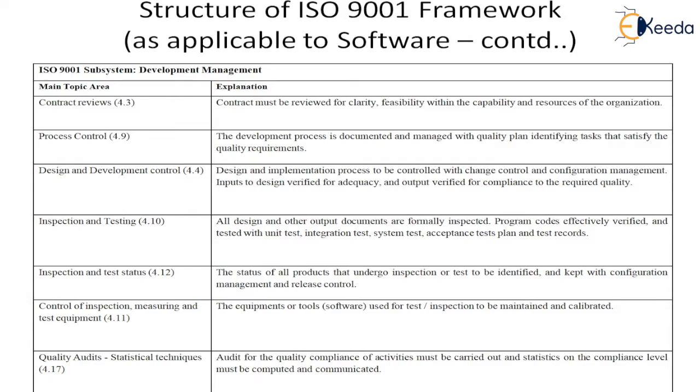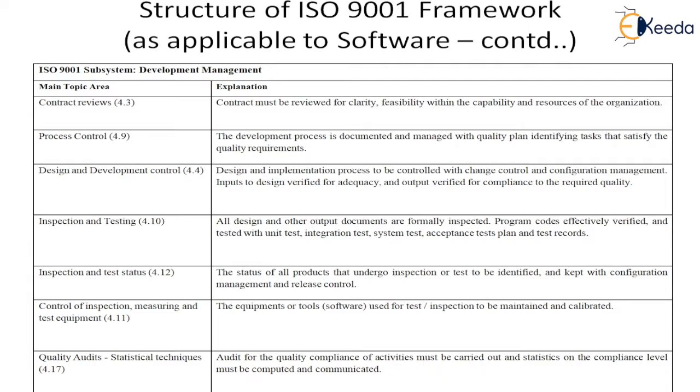Better that it go through a configuration management tool, and the change control has to be very rigid. Otherwise there will be mix-ups, because they are all dynamically changing in the life cycle of the project. The inputs to the design have to be verified before we start the design process. What are the inputs? The main input to the design is normally the requirement specification.